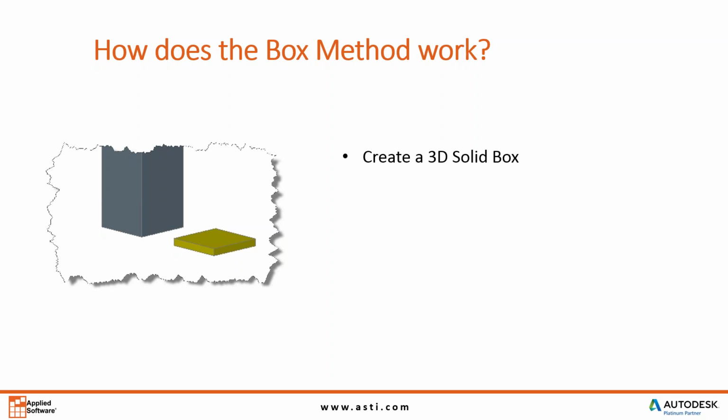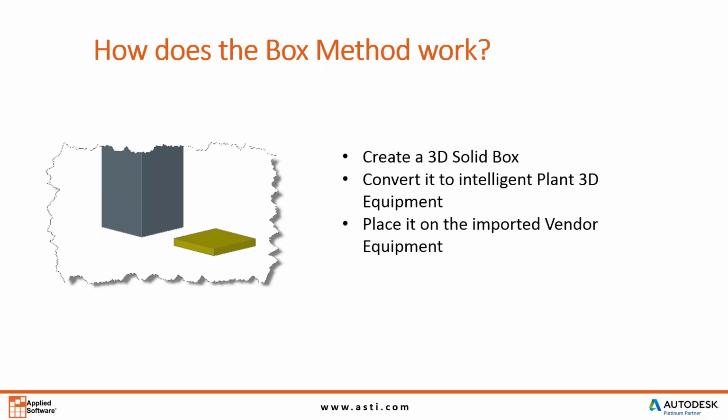vendor equipment, I'm going to place it on the exact same location that this one is placed on. So we create a 3D solid box that ends up being our equipment. The box becomes the equipment, not the actual vendor equipment 3D model. So we convert it and place it on the imported vendor equipment. And then what we do after that is just attach it. We attach the 3D vendor equipment to the box. It becomes part of it. And then, if you move things around or add nozzles, you can use the geometry of that vendor equipment in order to create those.